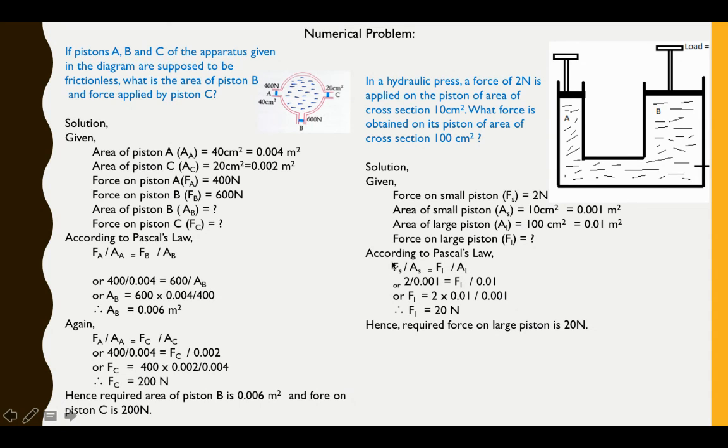Now keeping the values, force on small piston is 2 Newton, so 2 by area of small piston, 0.001, equals force on large piston, which is asked of us, by area of large piston, 0.01. So doing the cross multiplication, force on large piston comes to 20 Newton. Hence the required force on large piston is 20 Newton. Here you can see we applied 2 Newton force, and by applying 2 Newton force we could produce 20 Newton of force. That means this device helps to multiply the force.